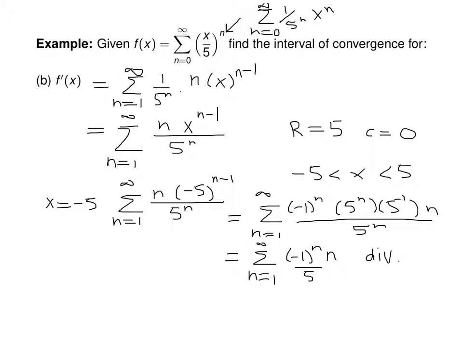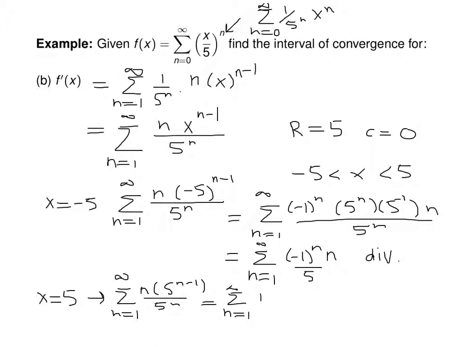And when we plug in x equals 5, we have a sum from n equals 1 to infinity, n times 5 to the n minus 1 power over 5 to the n, which will equal a sum from n equals 1 to infinity, n over 5, which will still diverge. So my interval of convergence here is negative 5 to 5.